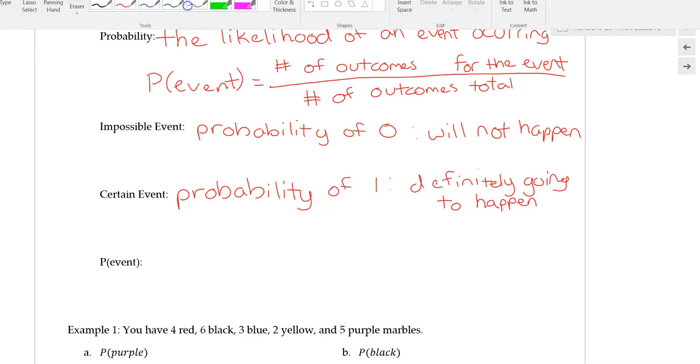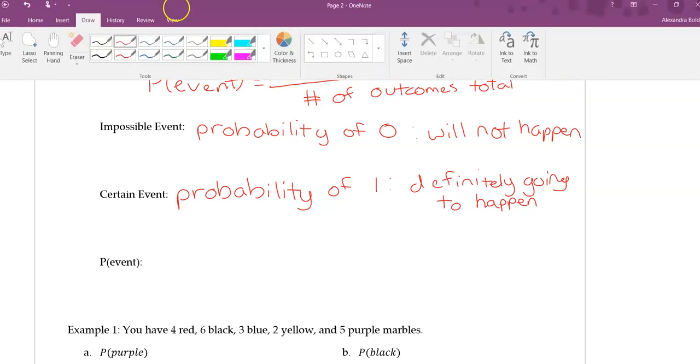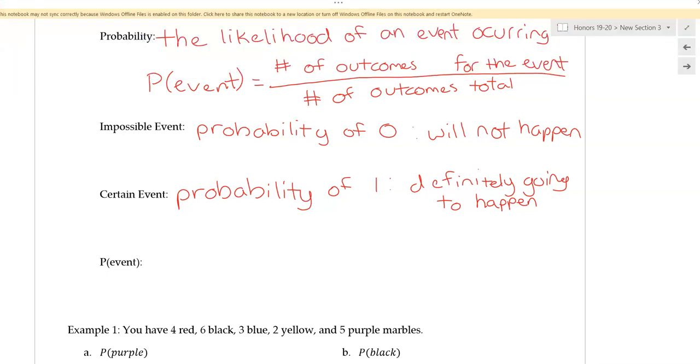You've already seen me write it. Forgot I put it down here. This is read as probability of events. Okay, so you'll see this. It's asking for that probability. So that P is probability of the event.